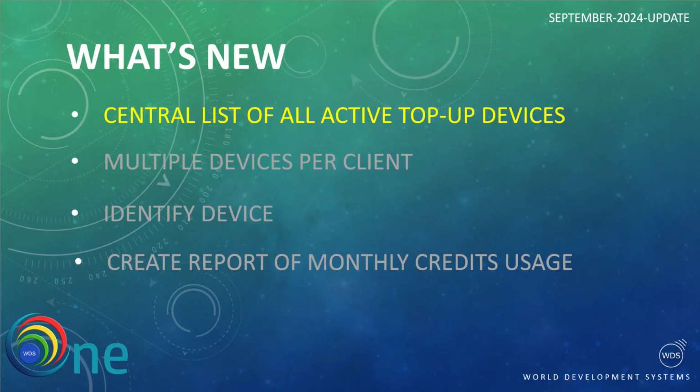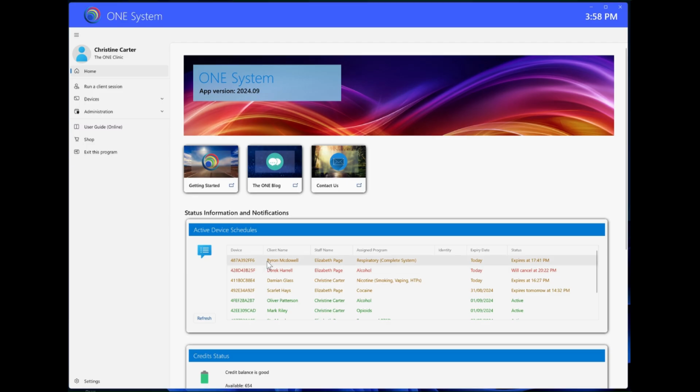So the first item, seeing a central list of all devices that are actively running a schedule to transmit a program. Now, when you sign into the One program, you have this new Active Device Schedules box on the home page. This shows you all of the active top-up devices that are running under your subscription, and if appropriate, for individual clinics running within the scope of that subscription. These are displayed in ascending date order, so at the top we have the devices that are going to expire next. This is all test data, by the way.